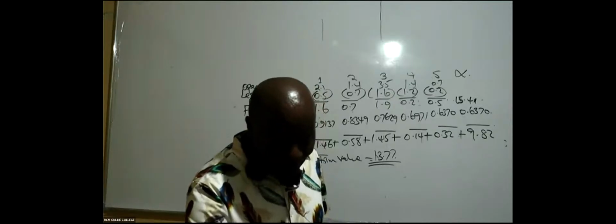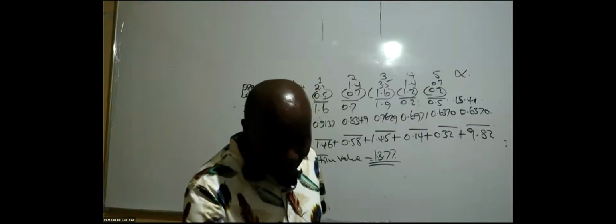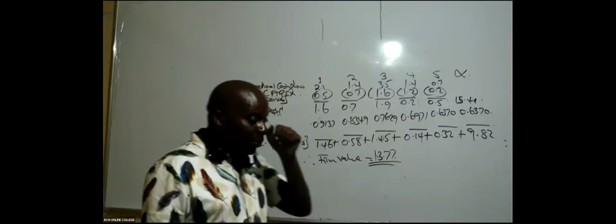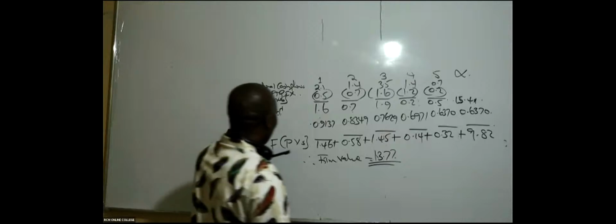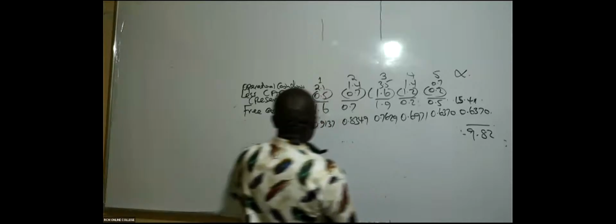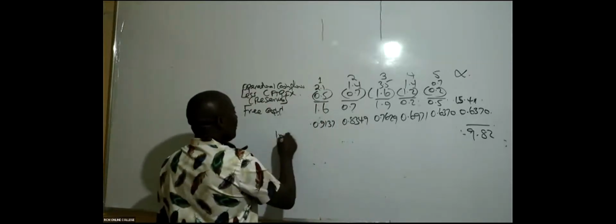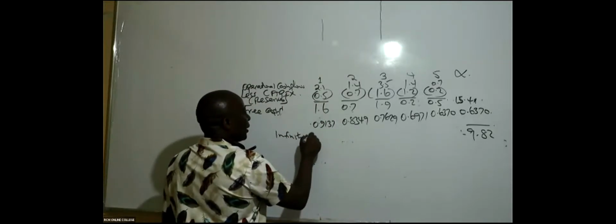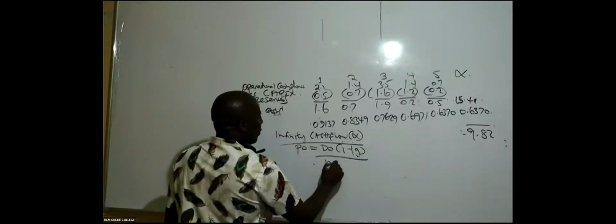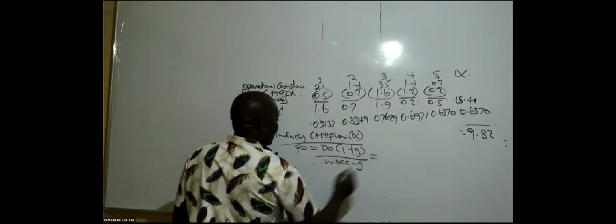Okay, Gloria, I've seen that. The 15.41 has a problem. Somebody is asking about this 15.41. How do we get this 15.41? Because of the infinity cash flow, it's called infinity cash flow like this. How do we get this? It's P0, which is D0 into 1 plus g over Ke minus g.